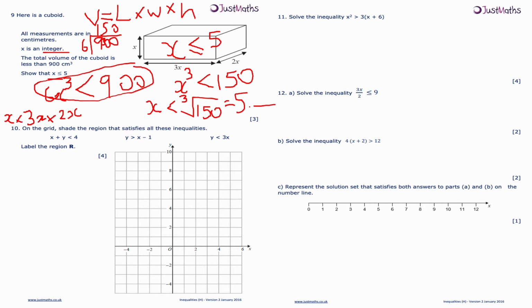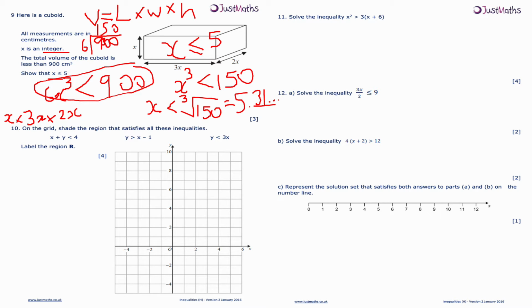Okay, 5 cubed is 125. 125 times 6 is less than 900. Okay, so you can check that for yourself, guys. Okay, so the cube root of that gives me a decimal answer, 5 point something, like 5.31 something, I think. Okay, but the idea is that it's bigger than 5, therefore the nearest whole number has to be less than or equal to 5, okay, for us to satisfy that inequality.